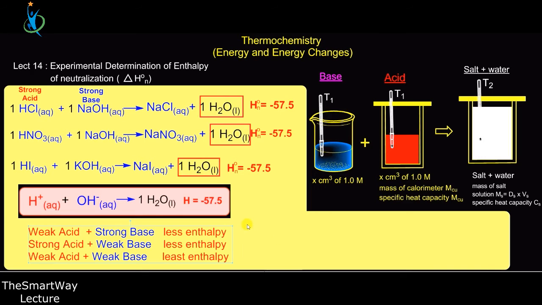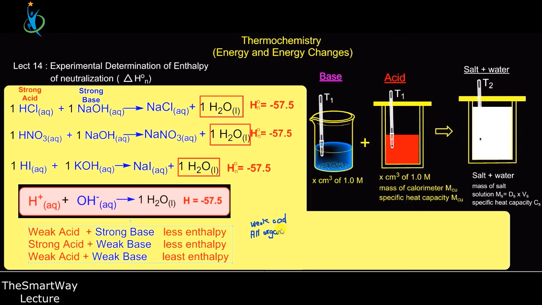So these are examples of weak acids. Let me write this one quickly. Weak acids, very simple. We have all organic acids are weak acids. So let me write: all organic acids. That is, all organic acids are weak acids.